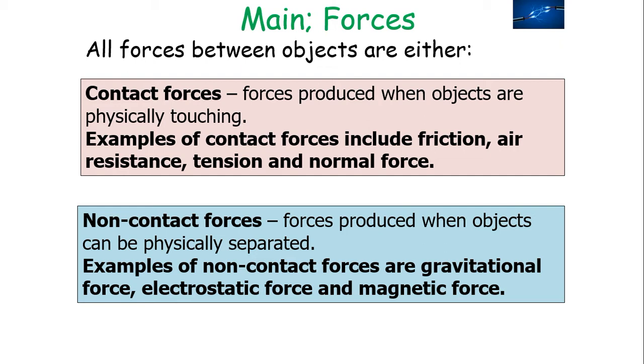Remember, we talked about this previously. All forces between objects can be classified as one of two types: either a contact force, which is a force produced when objects are physically touching, such as friction, air resistance, tension, and the normal force, or a non-contact force, which is a force produced when the objects can be physically separated. For example, the gravitational force, the magnetic force, and in the case of today's lesson, the electrostatic force.